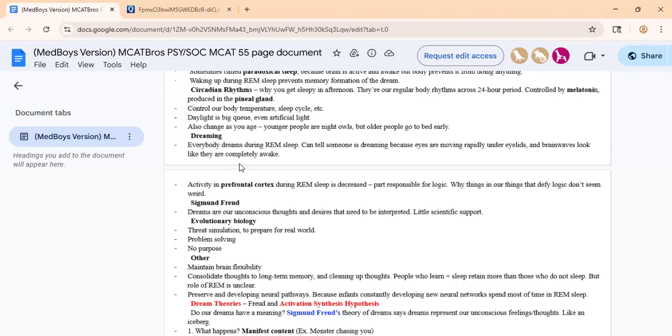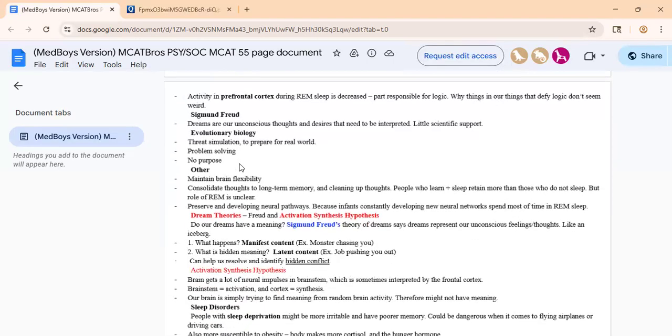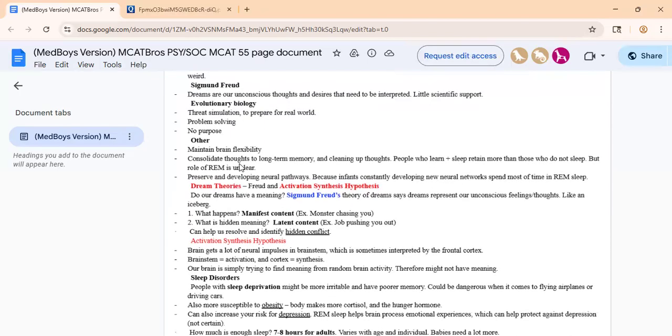So dreaming, there are many theories that tell us why we dream. Freud believed that dreams are just our unconscious thoughts and desires that need to be interpreted, but there's no scientific support of that. We have evolution and biology. Basically, dreaming helps us protect ourselves, helps solve problems, or has no purpose. That is the evolutionary biology perspective.